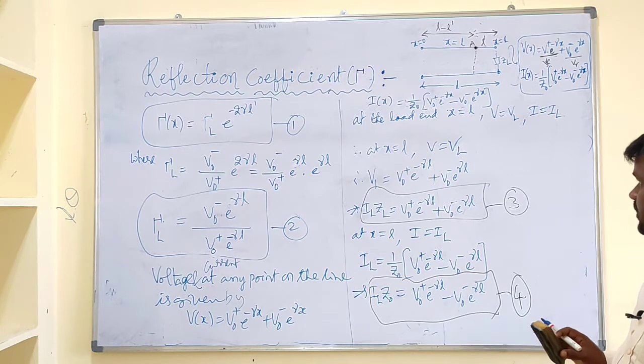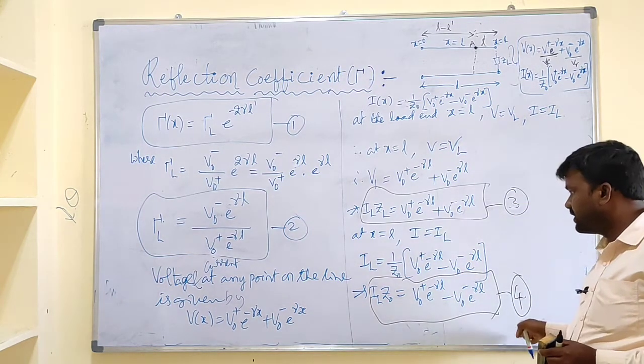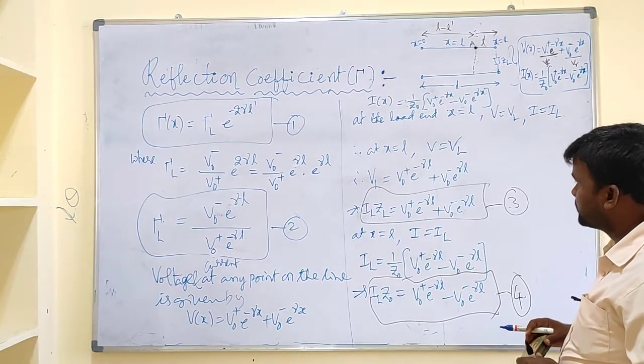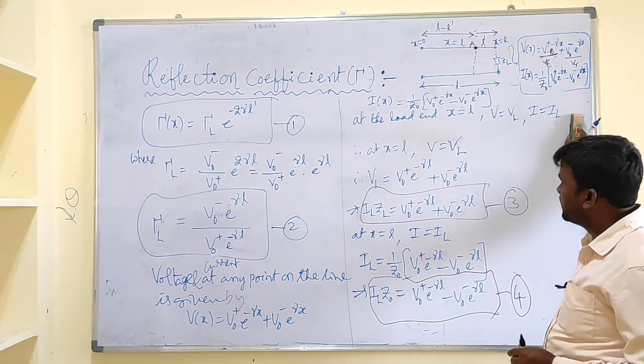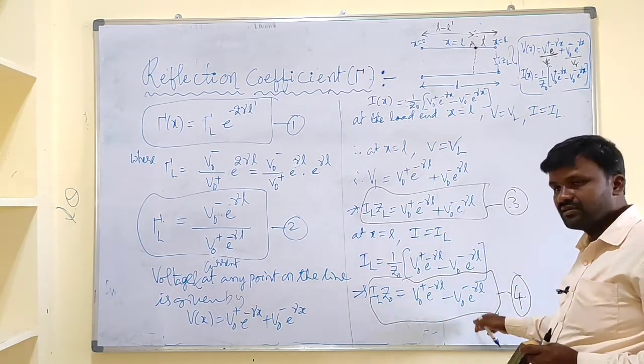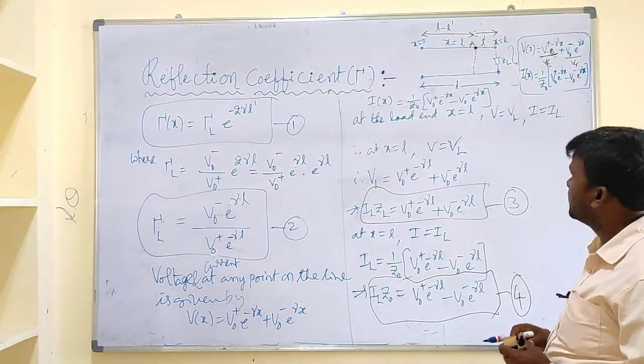Now perform equation 3 plus, okay, add these equations. If you add these two equations, we will get the expression for V naught plus e to the power minus gamma L, and if you subtract, we will get the expression for V naught minus e to the power gamma L.